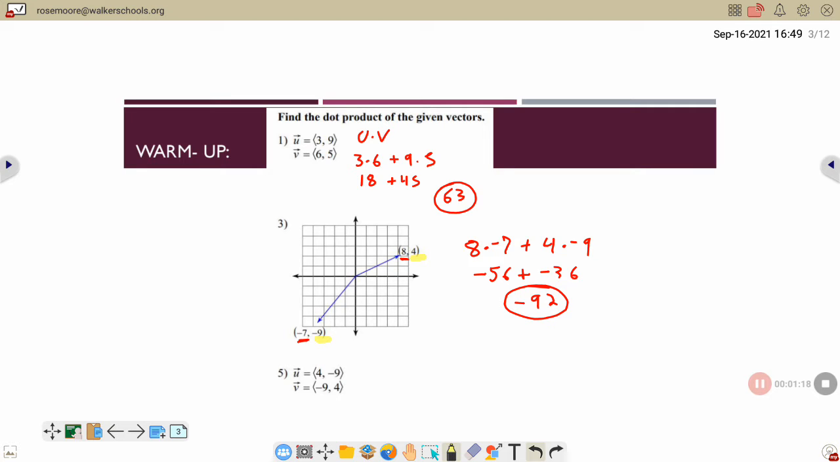Okay, last one, number 5. We've got 4 and negative 9 and 4. So I'll do my x's. 4 times negative 9 plus negative 9 times 4. So it should be negative 36 plus negative 36, which is negative 72.